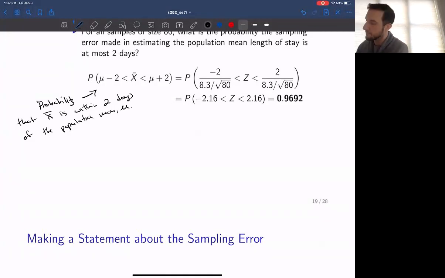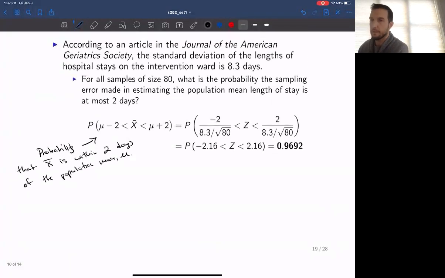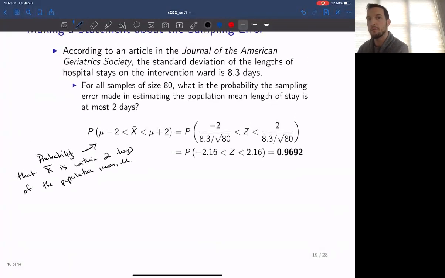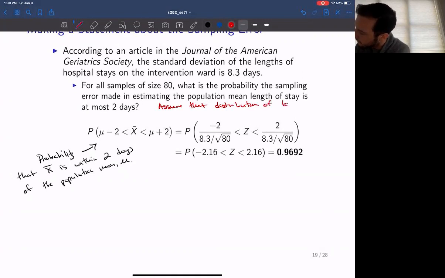Okay, now we are making the assumption that the distribution of stays on the intervention ward is normally distributed. So assume that the distribution of length of stay is normal.